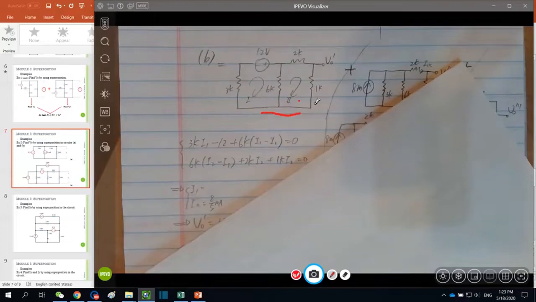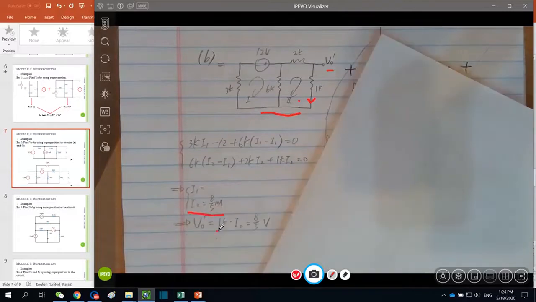And obviously, to find V naught prime, we need the current going through the 1 kilo ohm here, since V naught prime is the voltage across the 1 kilo ohm. The current through the 1 kilo ohm is nothing but this mesh 2 current. Same direction as well, very important. So I just calculate I2 and then use I2 to calculate V naught prime. 8/5 volt is the contribution out of this 12 volts individually.